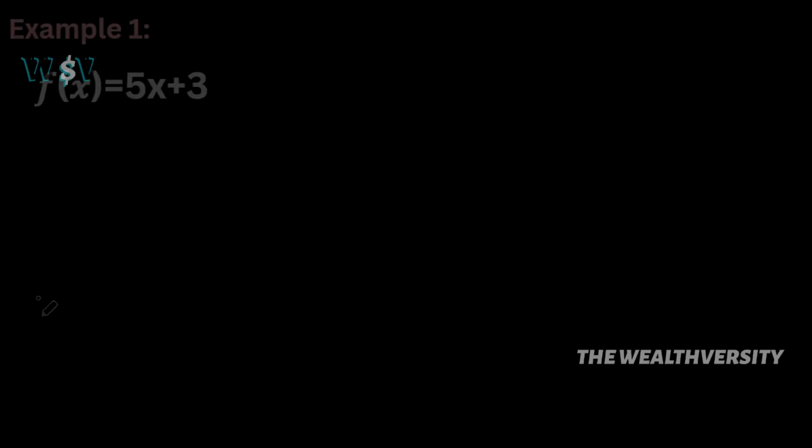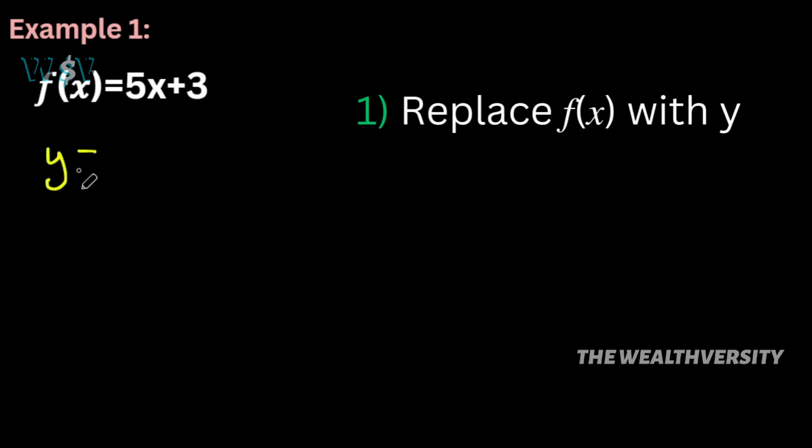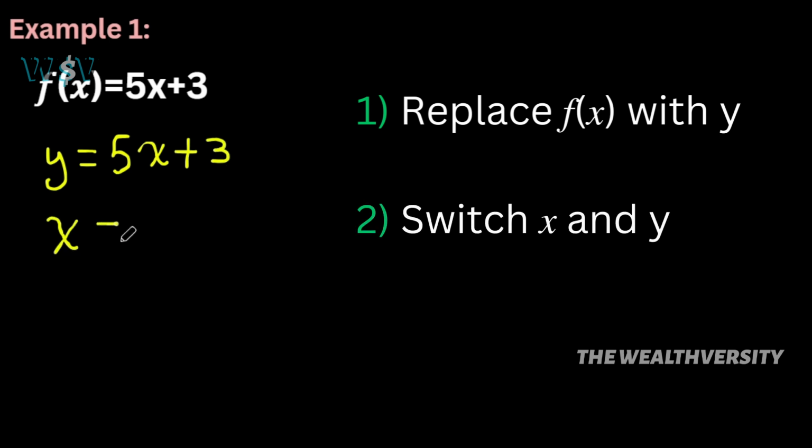Let's look at example 1. We have f of x is equal to 5x plus 3, a simple linear function. The first step is to replace f of x with y. You get y is equal to 5x plus 3. Next, switch x and y. So we get x is equal to 5y plus 3.